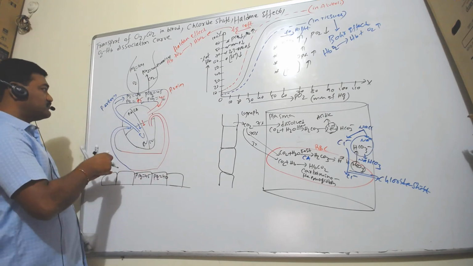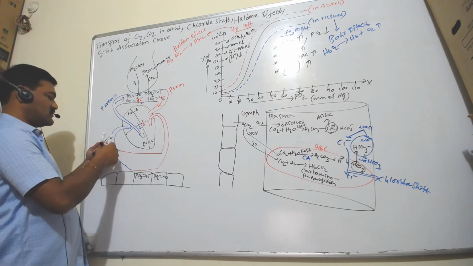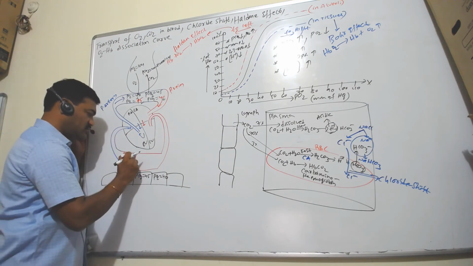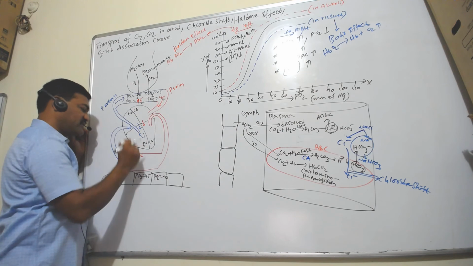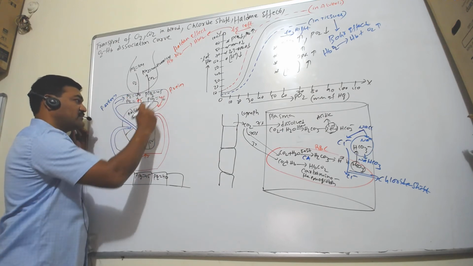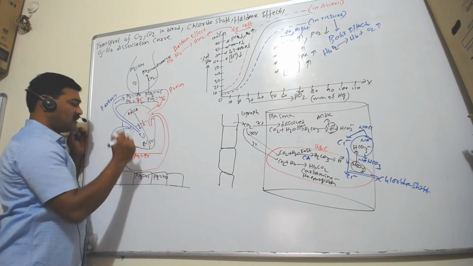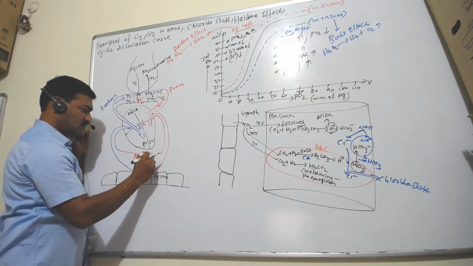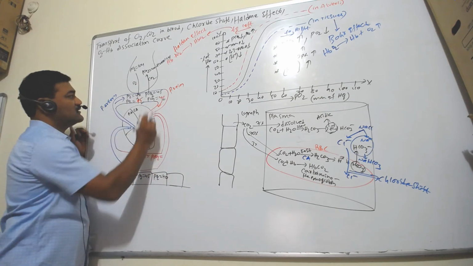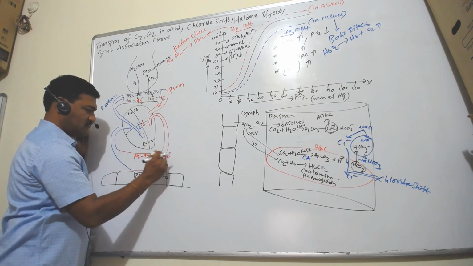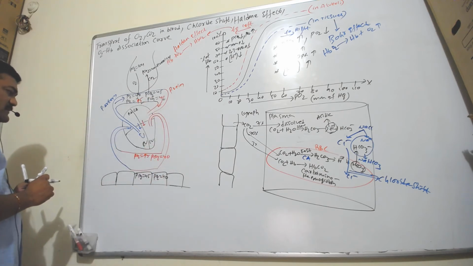Okay. Now, what is the partial pressure of oxygen here? I told you the partial pressure of oxygen is 95 because it is that same blood which is coming to the heart and from the heart to the cells. And the partial pressure of carbon dioxide, it is 40.